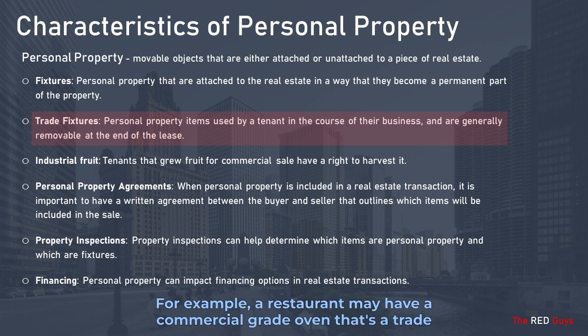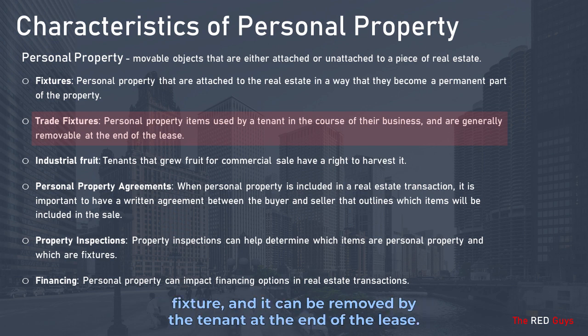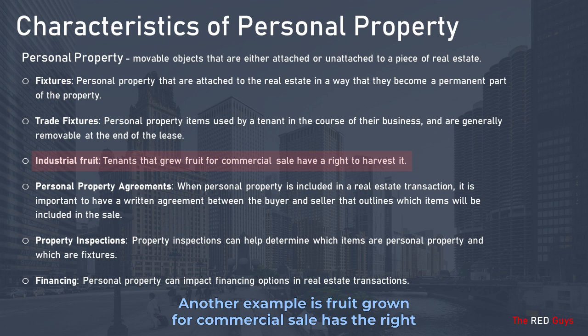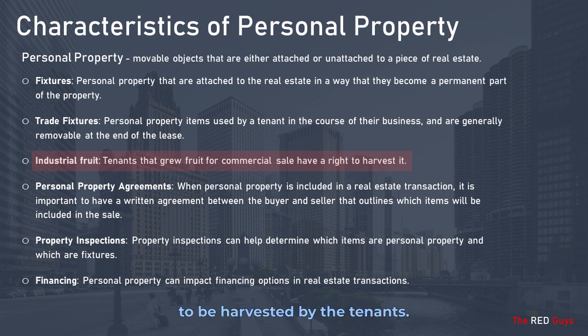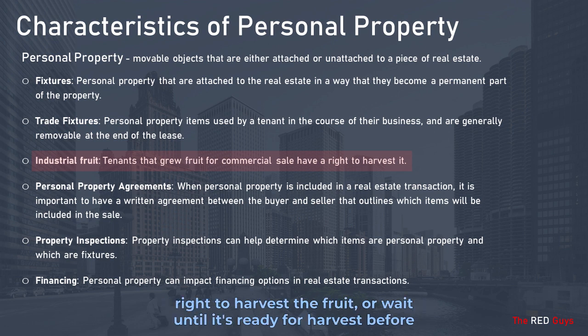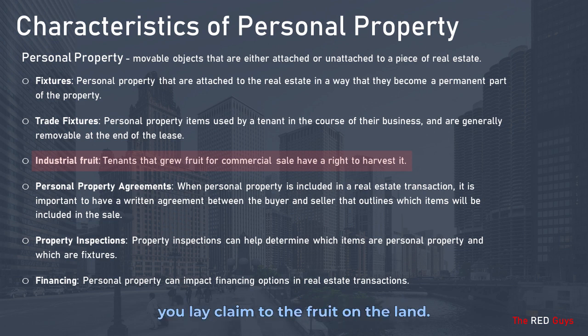For example, a restaurant may have a commercial-grade oven that's a trade fixture, and it can be removed by the tenant at the end of the lease. Another example is fruit grown for commercial sale, which has the right to be harvested by the tenants. If you purchase land from an orange juice company, the company has the right to harvest the fruit or wait until it's ready for harvest before you lay claim to the fruit on the land.